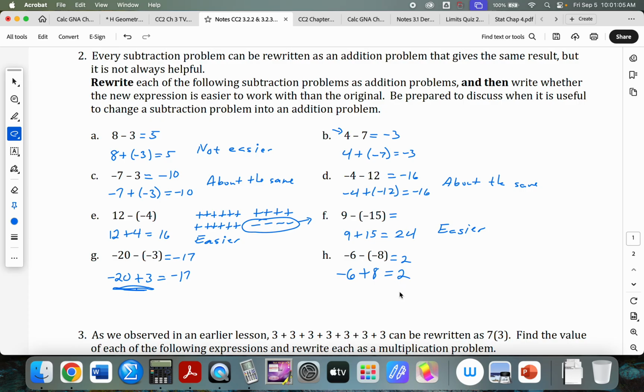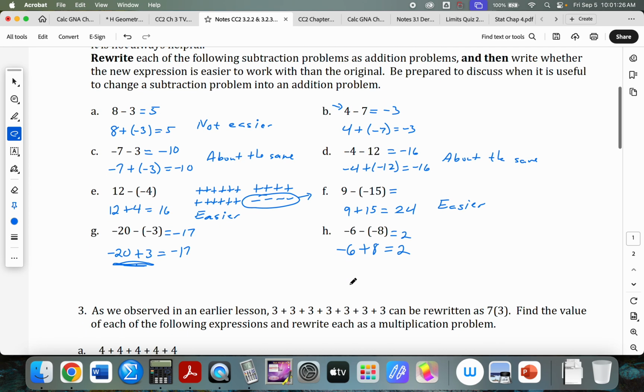I think in this case, the second way is easier. Mostly because on this one, if we're trying to subtract 8 negatives from 6 negatives, you have to mess with, oh, I've got to add some positives into that. All right, so it is up to you.